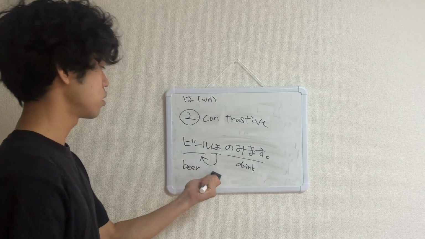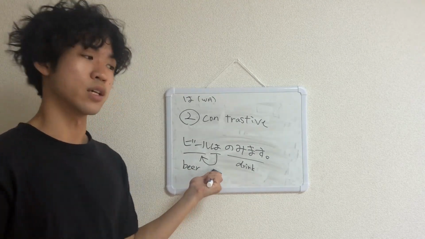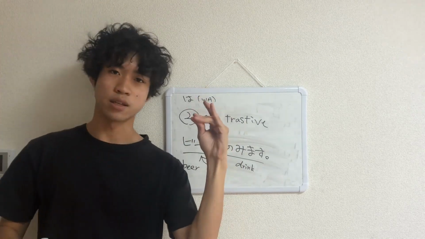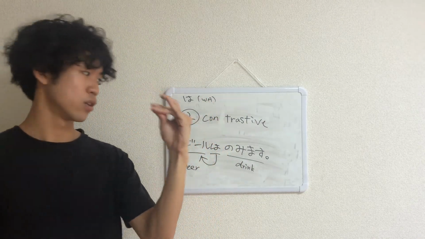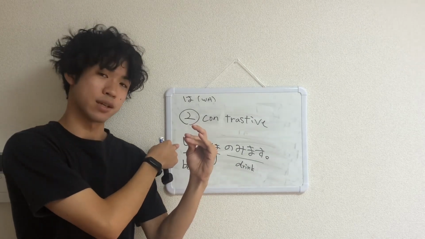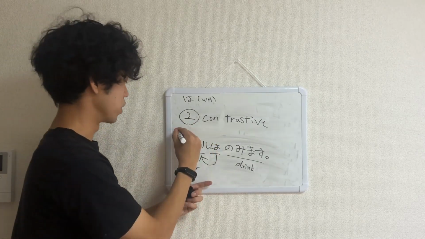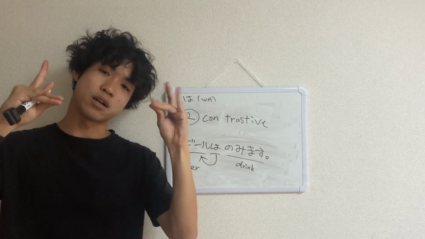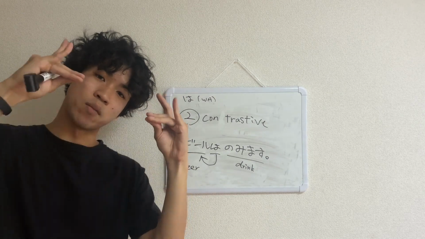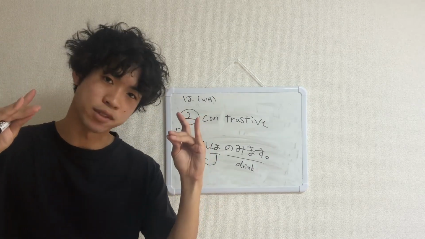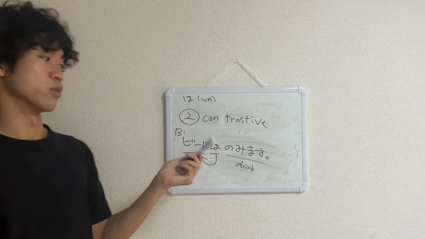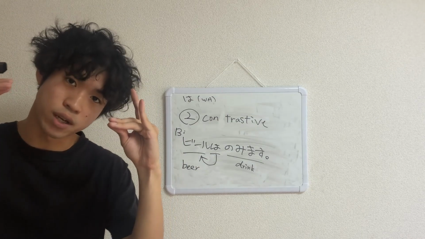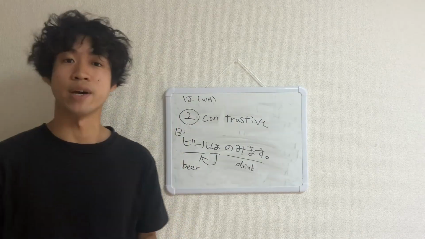Well, what does this do? This answer is most likely a response to something like this, okay? So here's A, here's B. Okay, there are 2 people. A is like, do you drink alcohol? And B says, ビールは飲みます. Okay? As a response to do you drink alcohol? お酒を飲みますか? ビールは飲みます.